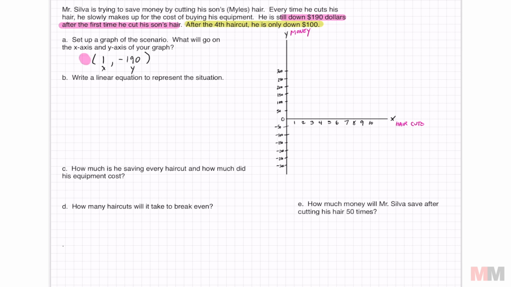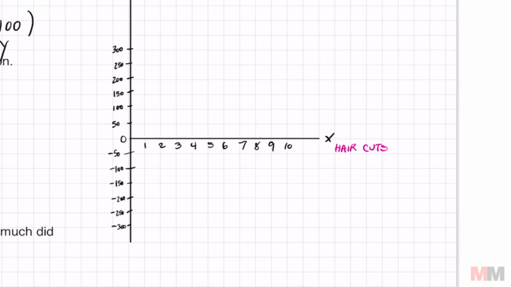We can write the yellow highlighted information in the same manner, where 4 is the number of haircuts, and I'm only down 100 after I cut his hair 4 times. So let's go ahead and plot that on the board. If I plot those points on my coordinate plane, it'll look something like this. Negative 190 is really close to 200, so it's somewhere there. And 4 and 100 is way over here. And I'm going to draw a line to represent that situation. It'll look something like that.